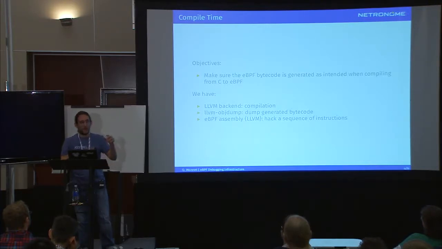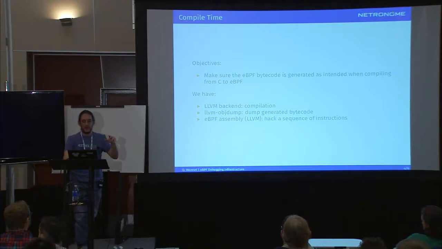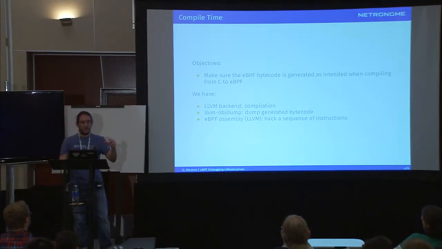I also have now an eBPF assembly that can be used to first compile from C into this assembly language, which is similar to what the verifier prints. And then I can hack this assembly, which is easier to read than just hexadecimal bytecodes, and then compile that again into BPF so that I'm sure I get the right thing into my ELF file.